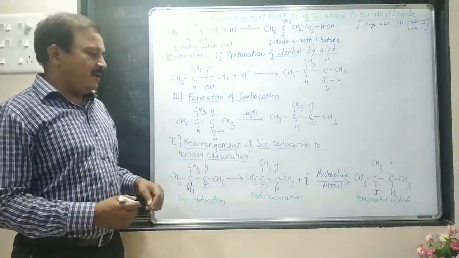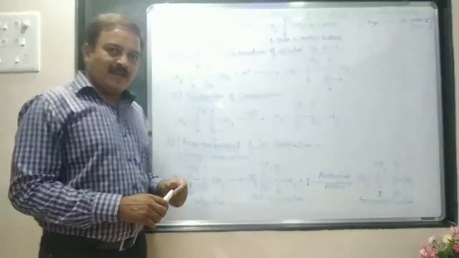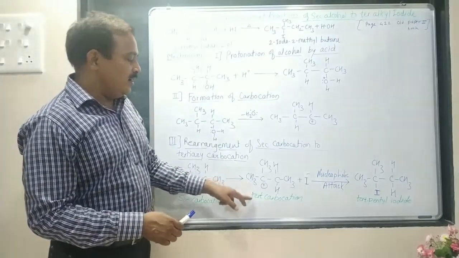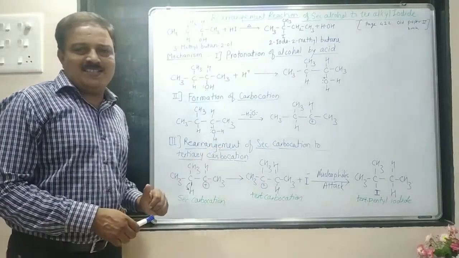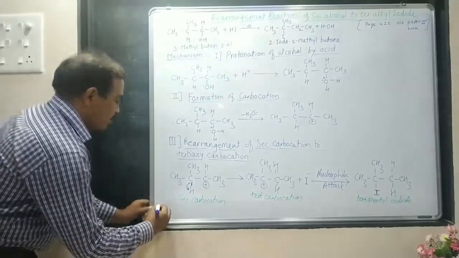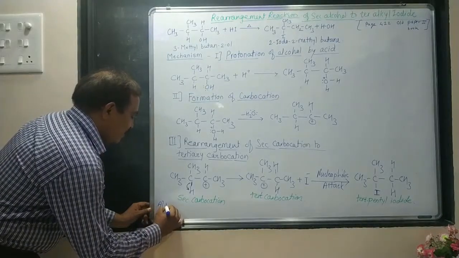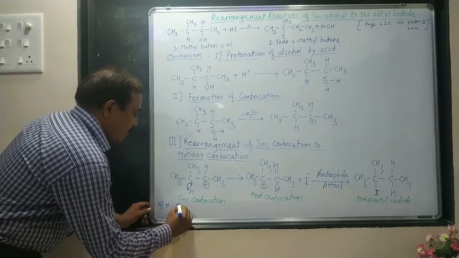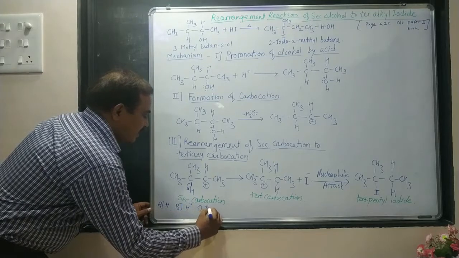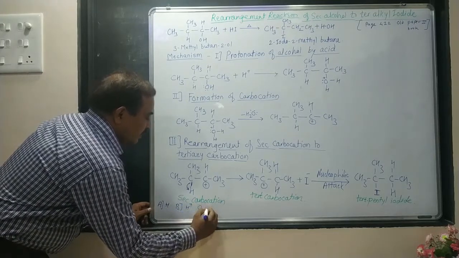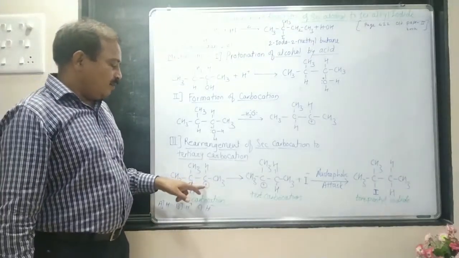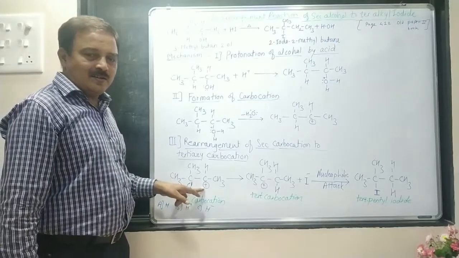Why this rearrangement takes place, we have to study in detail. Here in the conversion of secondary carbocation into a tertiary carbocation, something is exchanged, and what is exchanged, we will try to understand. For option A, you have to find out what is exchanged: either a hydrogen atom, option B proton, and option C hydride ion.